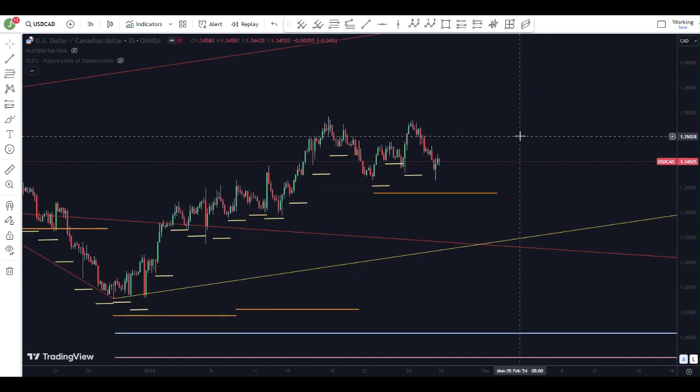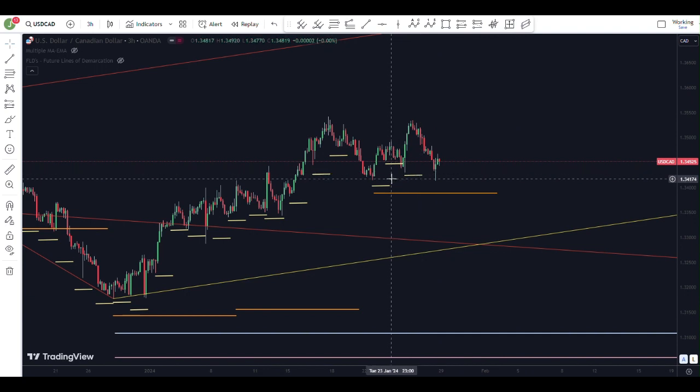This is the USDCAD 3-hour chart. I had entered a position last week. I had moved the stop up to underneath here and it had been taken out. And I had also mentioned that USDCHF was setting up for a long position as well.